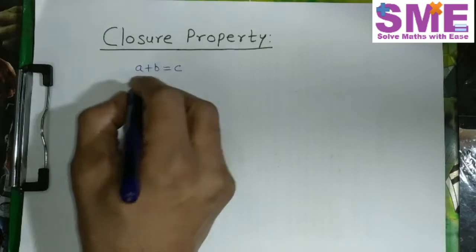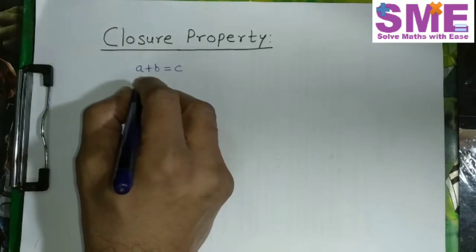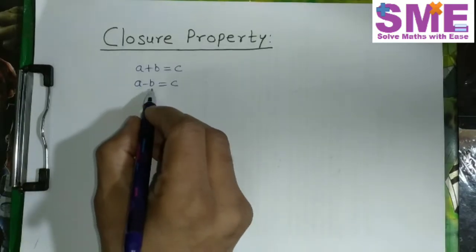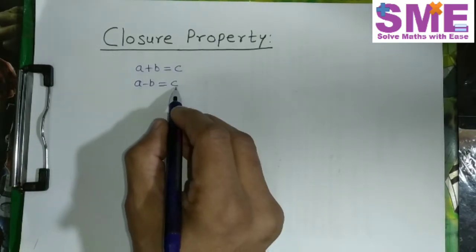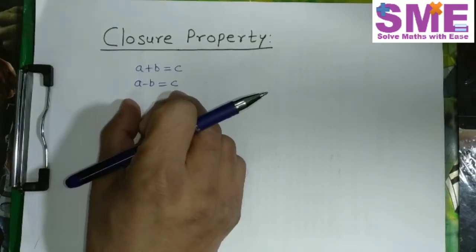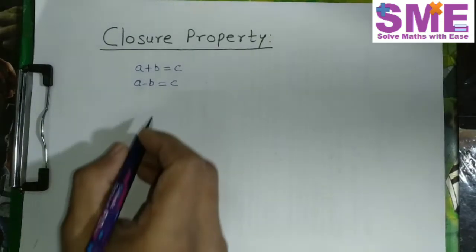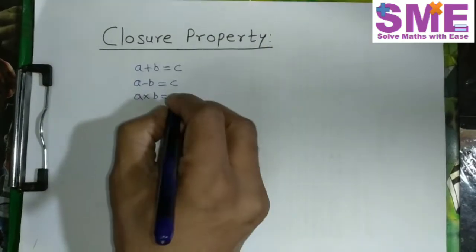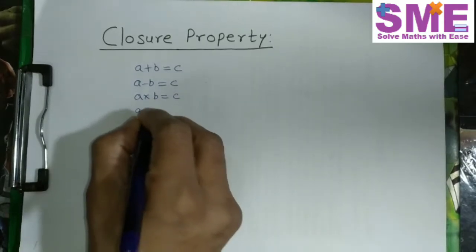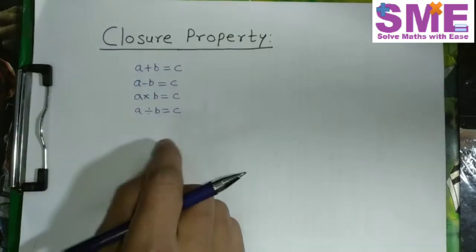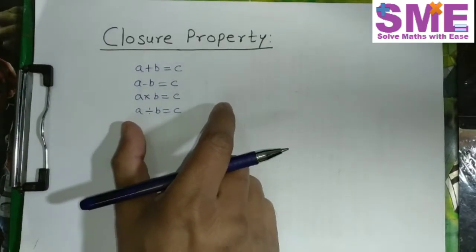Similarly, if we say a minus b is equal to c, where a and b are whole numbers, suppose, and c is also a whole number, then we can say that whole numbers are closed under subtraction. So similarly, we have the closure property for multiplication and division. We will check whether the closure property holds true for all four types of numbers.